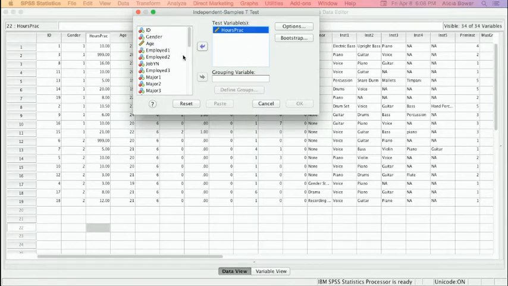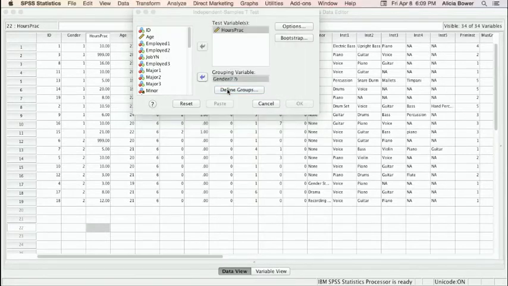Where I put in gender is in this grouping variable. So I'm telling it I want to make two groups out of my sample, and I want them to be divided by whether they indicated their gender was male or female. So I put that gender variable in here, but then I also have to define the groups. So I basically have to remind SPSS how we know what groups are what.